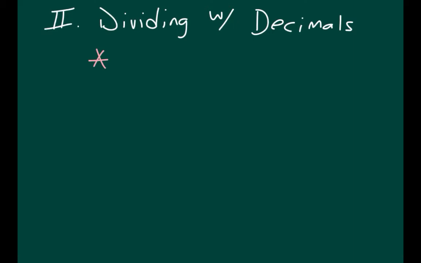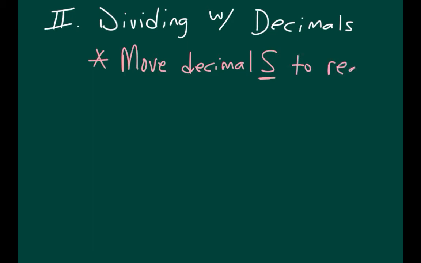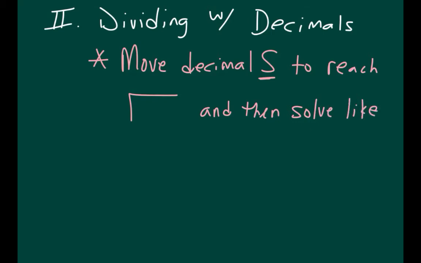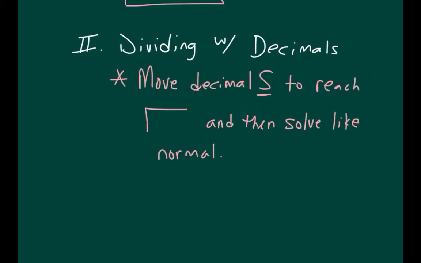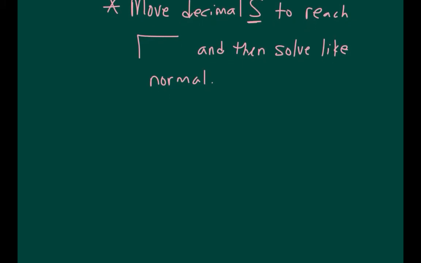Okay, here we go. The key to dividing with decimals is you move the decimals. Really awkward. I'm going to put an emphasis on that letter S. So move the decimals. You need to move them both to reach the long division sign, and then solve like normal. And that might not be insanely clear, so we'll do an example, and I think the example will kind of help clear things up.